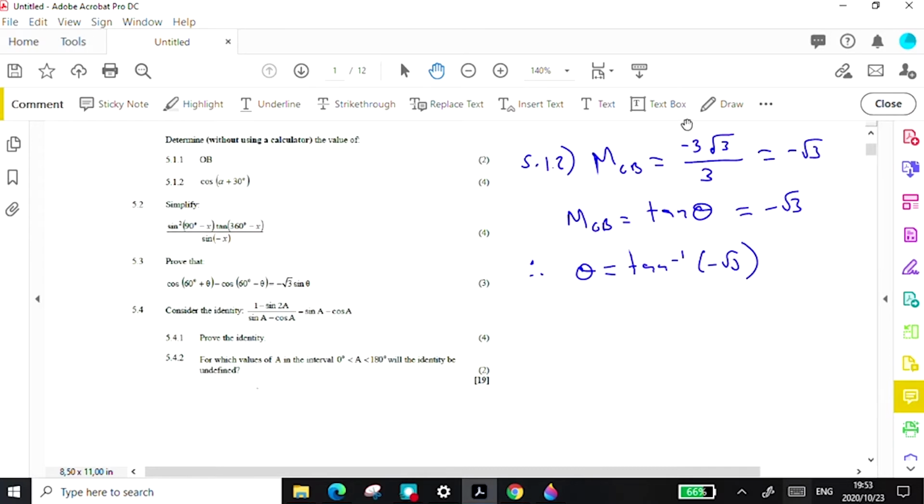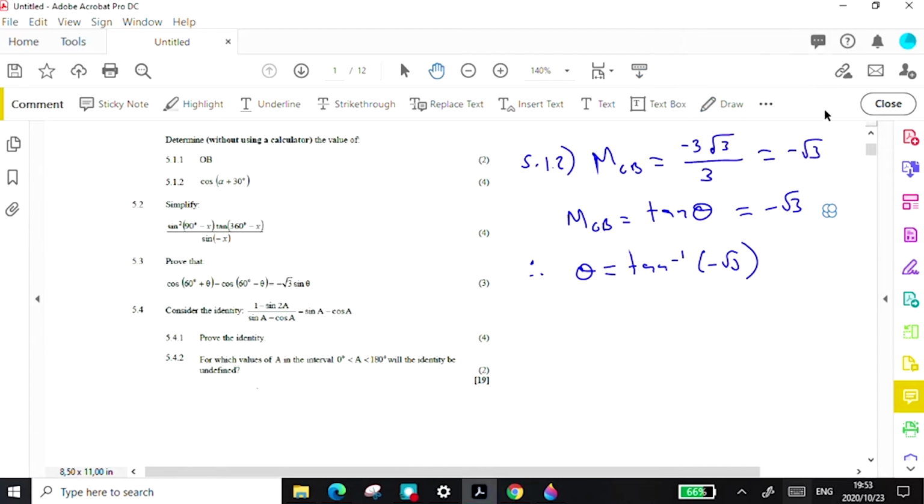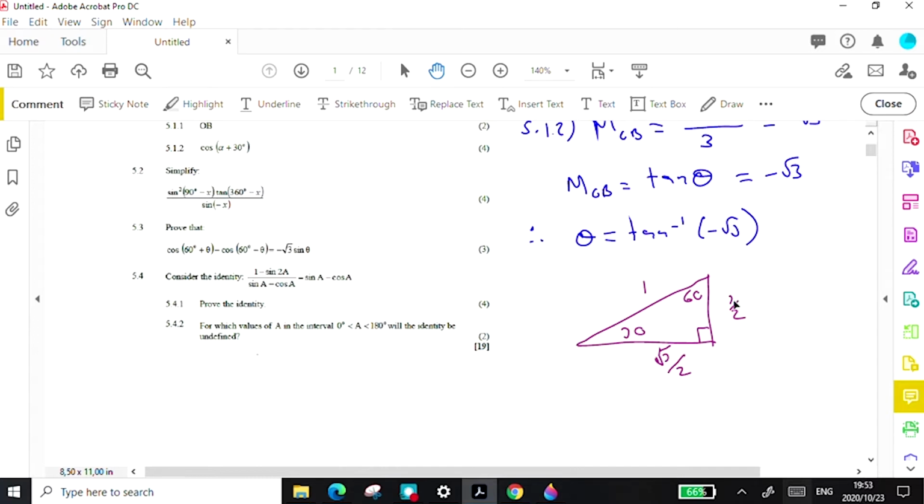To find arctan of negative square root 3, we need to sketch the 30, 60 triangle. With the 30, 60 triangle, we have 1, we have half, we have square root 3 over 2. The long side is half the short side. So we have tan is y divided by x, so theta should be equal to 60 degrees. So the negative, it should be negative 60 degrees.